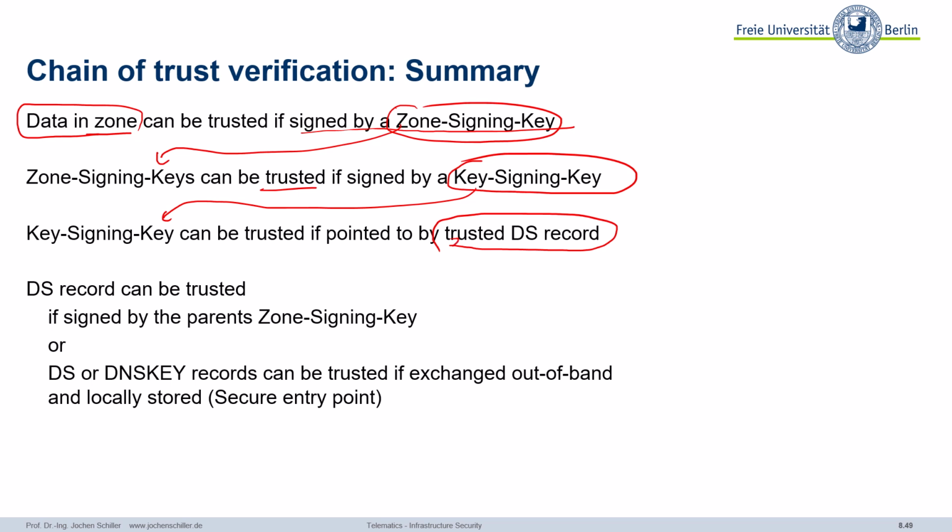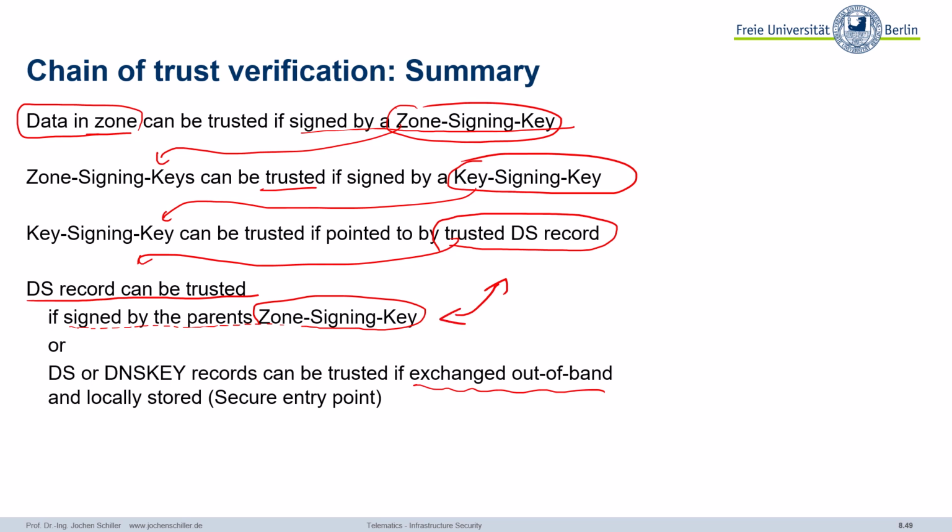Okay, why should we trust this one? The DS record can be trusted if we're still in a zone, if it's signed by the parent's zone signing key. You see, when we go one level up, if it's signed by the parents, or, well, if it's exchanged out of band. So we shifted exactly in this moment one level up, so if signed by the parents.